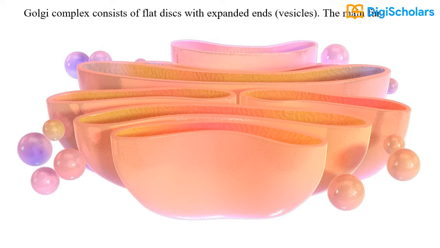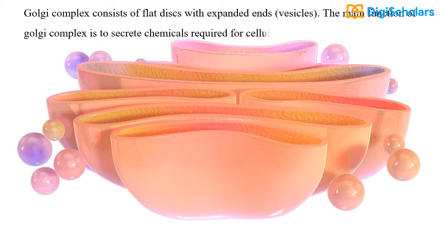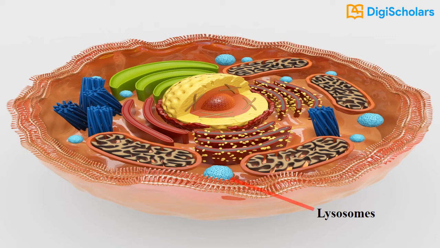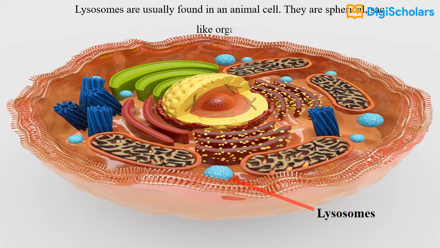Golgi Complex. Now observe the picture of Golgi Complex. It consists of flat discs with expanded ends. The main function of Golgi complex is to secrete chemicals required for cellular activities. Lysosomes. Lysosomes are usually found in an animal cell. They are spherical, sac-like organelles.